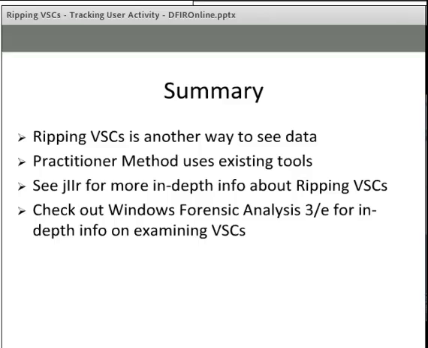So in summary, the practitioner method, ripping VSCs, in general, it's just another option that you have to see data. So if you're looking at a system that has shadow copies, look at the system, look at the image, and then you can see that same data across the shadow copies. And the rip VSC method is just another option you have. You can still image, you can still copy the data out. It all basically depends on just what you need, what you want to do.